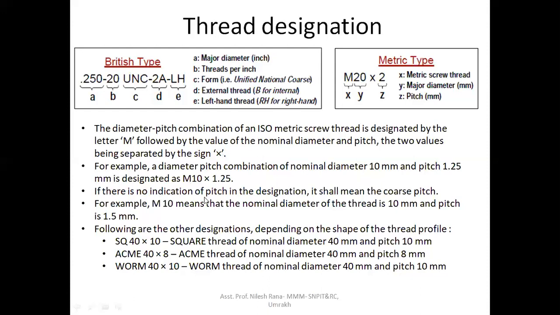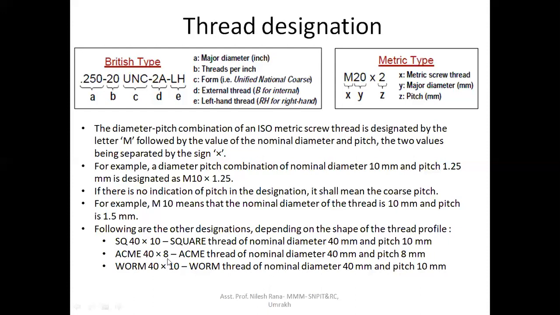If there is no indication of pitch in the designation, it shall mean the coarse pitch. Okay. For example, M10 means that the nominal diameter of the thread is 10 mm and pitch is 1.5 mm. So, following are the other designations depending on the shape of the thread profile. SQ 40 by 10 means a square thread of nominal diameter 40 mm and pitch 10 mm.